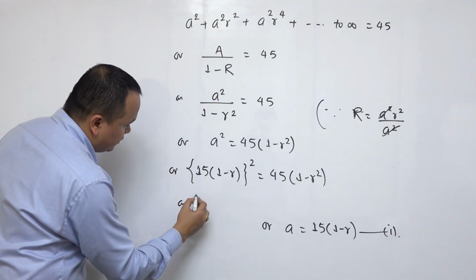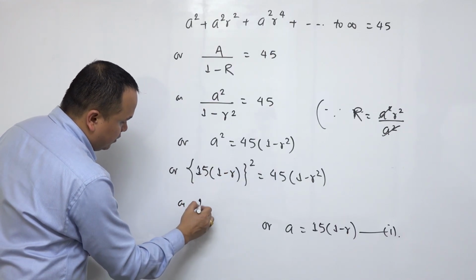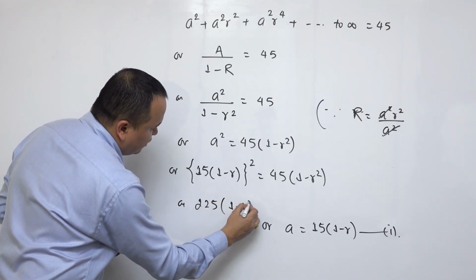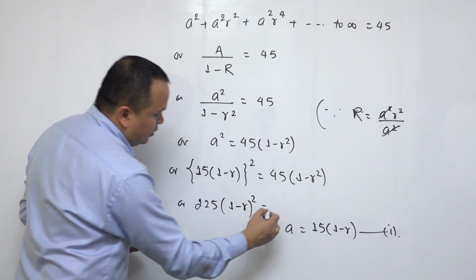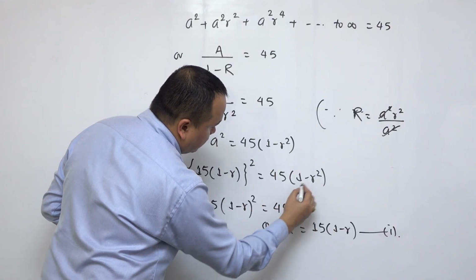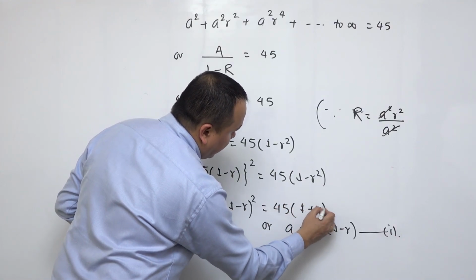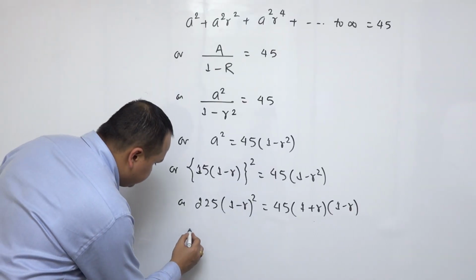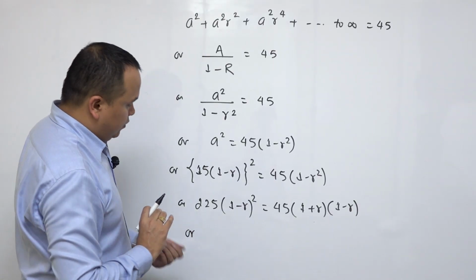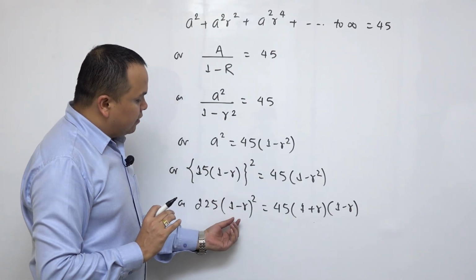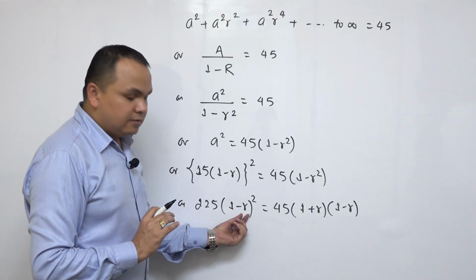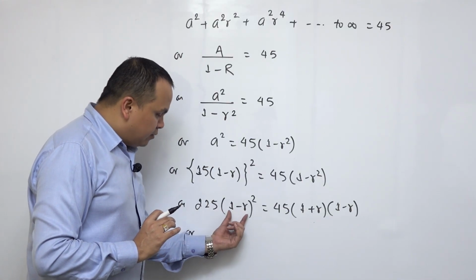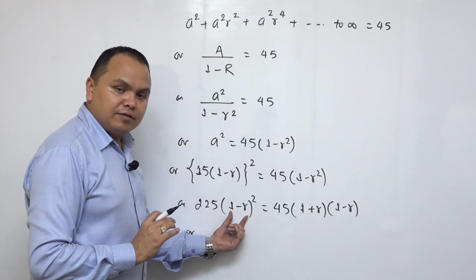Or this is 15 square, 225, 1 minus R whole square, 45 times 1 plus R, 1 minus R. Continue. Here R is less than 1, that is modulus of R is less than 1. So 1 minus R is not equal to 0.